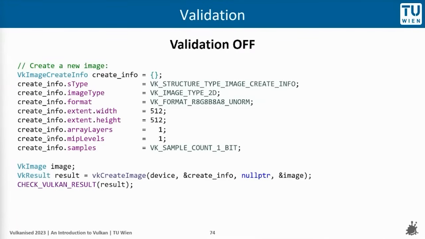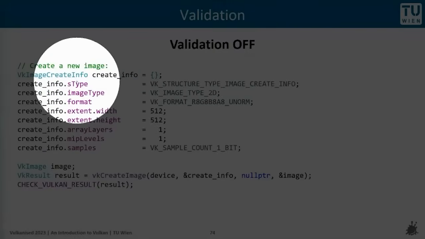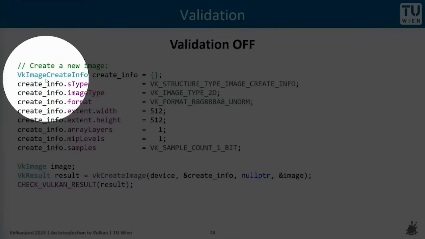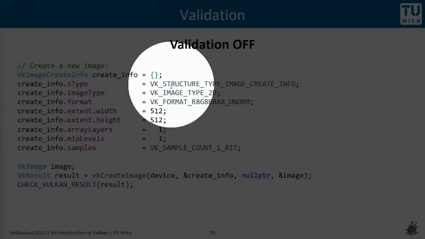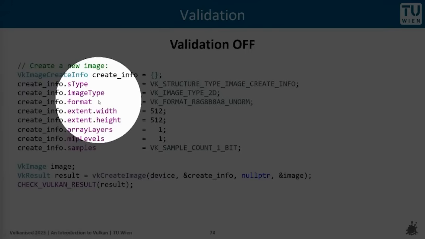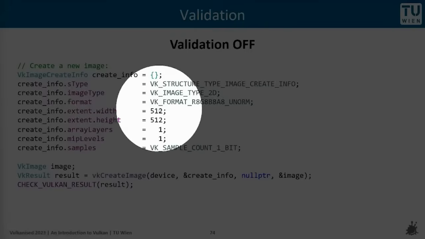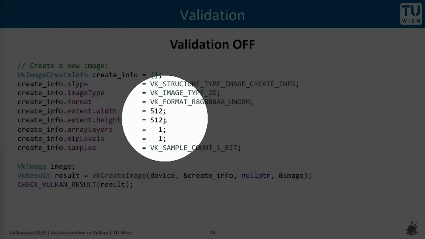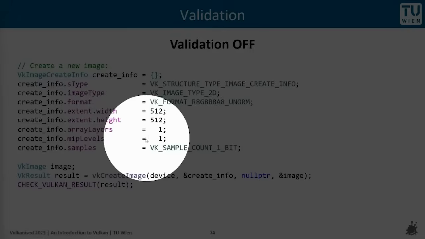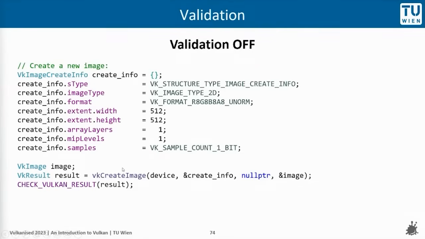Here we have a configuration structure for creating an image, and everything looks pretty nice. We have here image type 2D. We have set the S type, which should be the correct one, VK structure type image create info. Okay, seems good. The format, yeah, it's fine. Width and height is 512 by 512, one layer, one mip level, one sample. So looks okay, right? Does it?